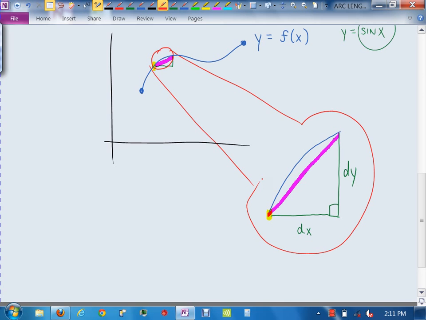And then by the Pythagorean identity, a squared plus b squared equals c squared, the hypotenuse would be what then? That purple would be the square root of dx squared plus dy squared. Wouldn't it be? Isn't that the length of that one little purple piece? Approximately, right? Yeah.